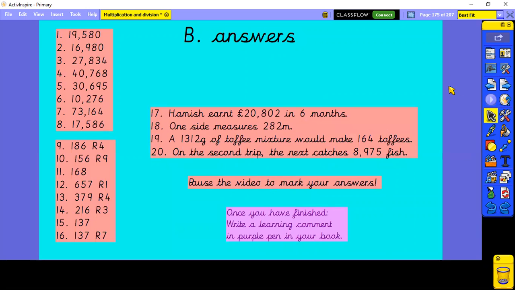Okay, Year 5, here are the step B answers. So pause the video and have a little go at marking your work and try and use a different coloured pen so I can see the difference. Once you've finished marking your work, could you pause the video and write a learning comment in a different coloured pen in your book so I can see how you found these questions.